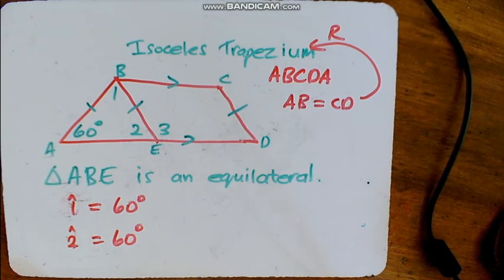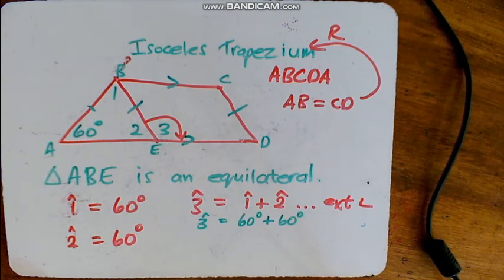Can we find out angle 3? Angle 3 will be equal to angle 1 plus angle 2. Angle 1 plus angle 2 is both 60 and 60. Exterior angle. 60 plus 60 is equal to 120. So angle 3 will be 120. Can you find angle 4? Try it out, pause the video, see if you can find angle 4.